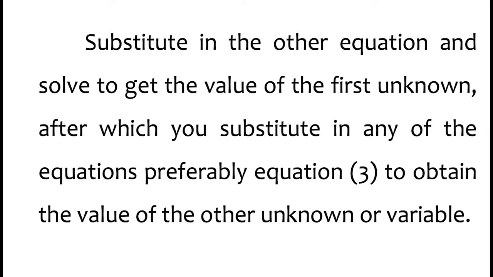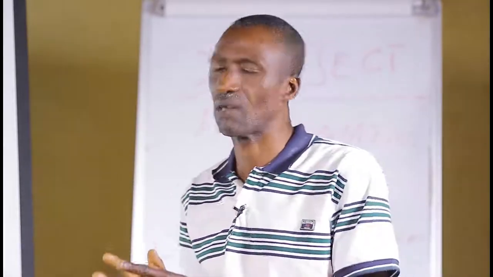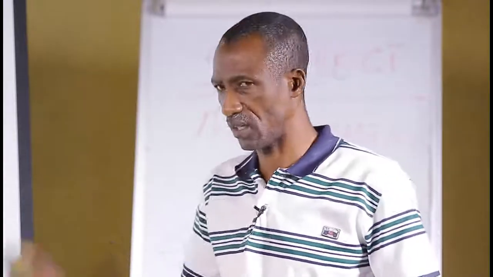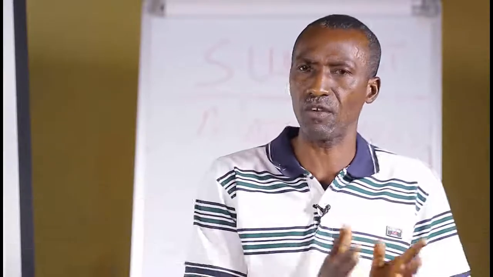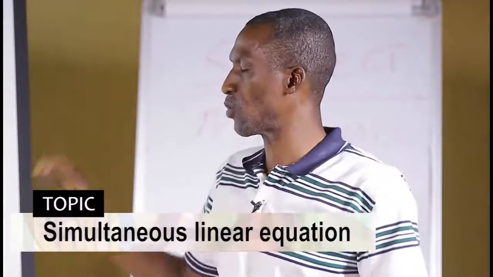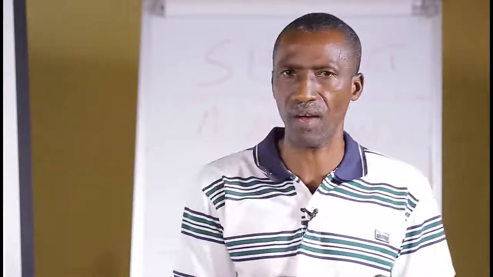So as you can see, substitute in the other equation and solve to get the value of the first unknown. After which, you substitute in any of the equations, preferably equation 3, to obtain the value of the other unknown or the variable. What I'm saying is very paramount. After you have made an unknown the subject of the formula, you form equation 3. Then you solve the equations simultaneously. When you get the value of the first unknown, to get the value of the second unknown, you substitute in the 3rd equation to simplify your work.